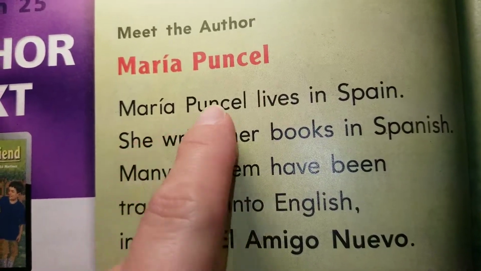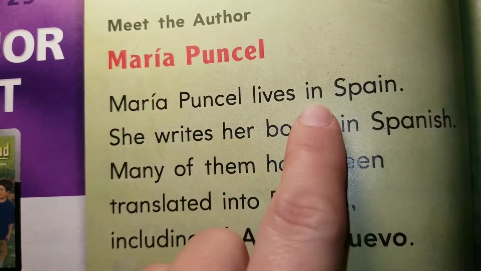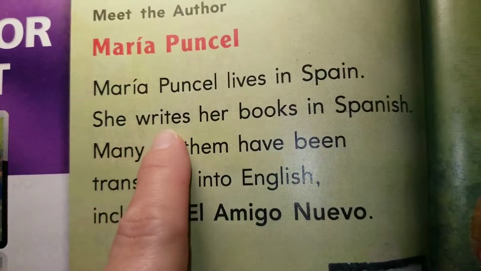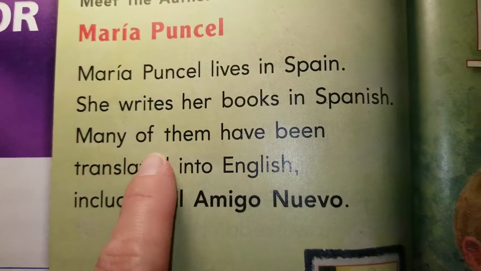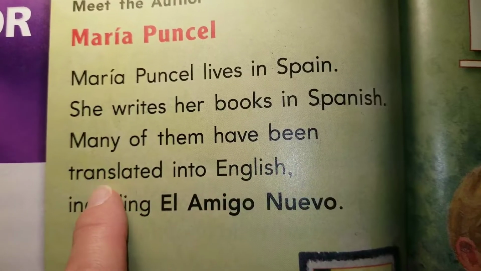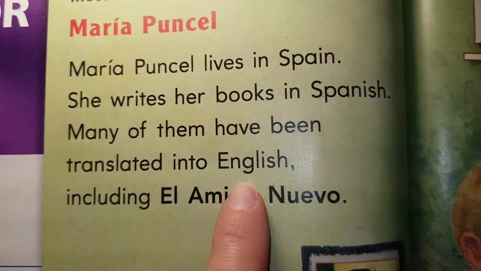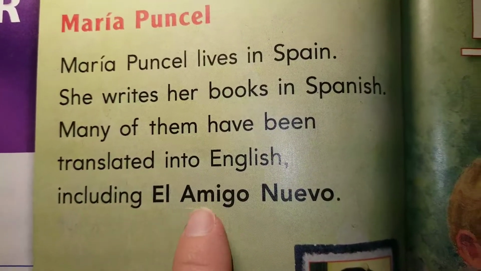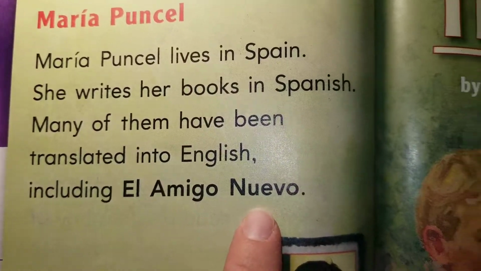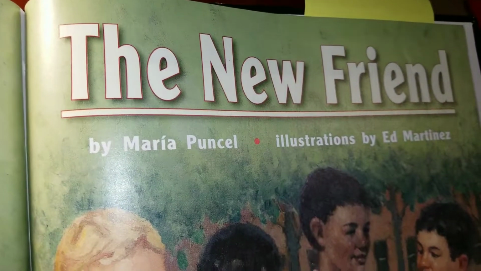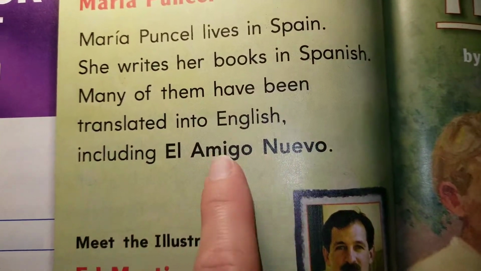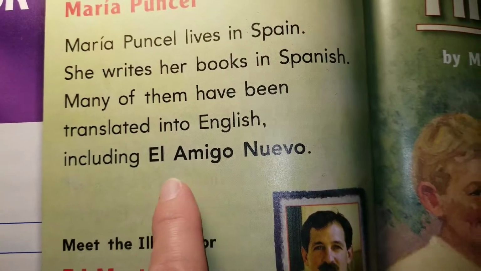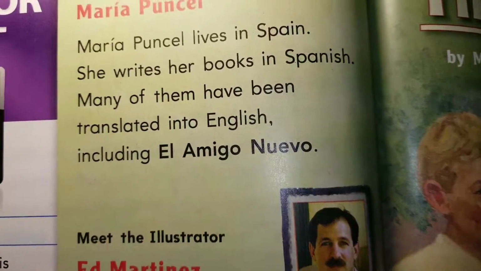Maria Puncel lives in Spain. She writes her books in Spanish. Many of them have been translated into English, including El Amigo Nuevo. So The New Friend is nothing else but this book that she already wrote in Spanish. She actually wrote it in Spanish first, and it's El Amigo Nuevo.